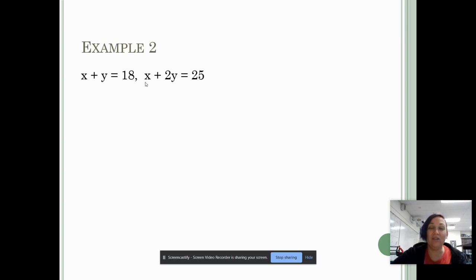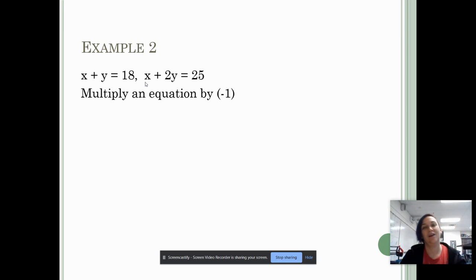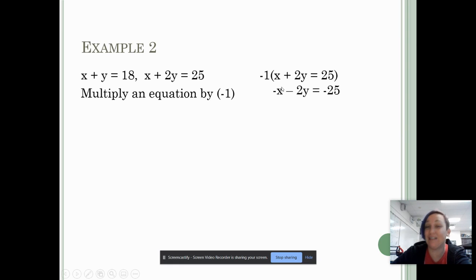To do that, you need to choose one of the two equations, and you'll need to multiply the entire equation by negative 1. It's like distributing a negative 1 into the equation. Now, it does not matter which equation you multiply. I chose to multiply the second equation. So I'm going to distribute a negative 1 into this equation. And it's essentially just going to change all of the signs. So now it's a negative x, a minus 2y, and a negative 25.